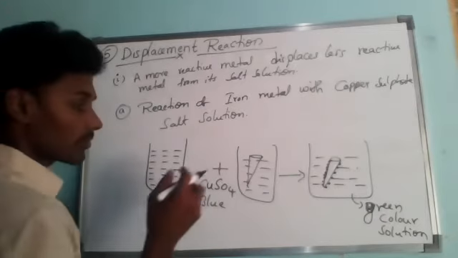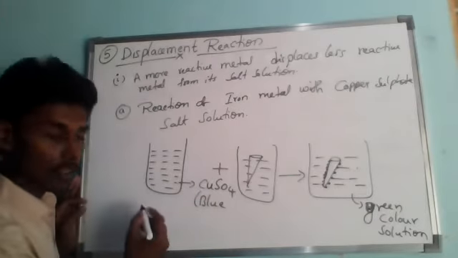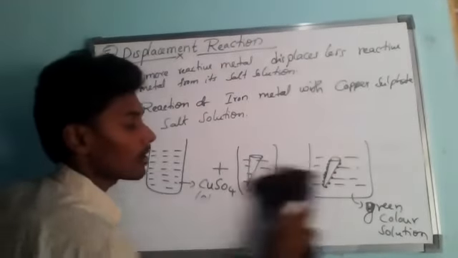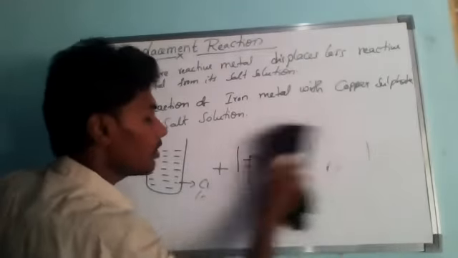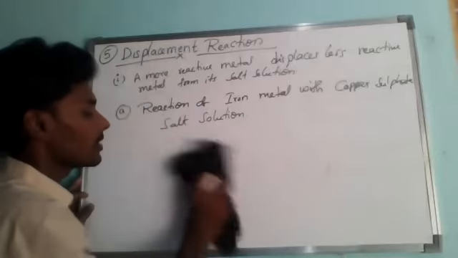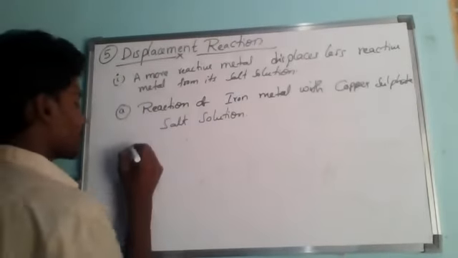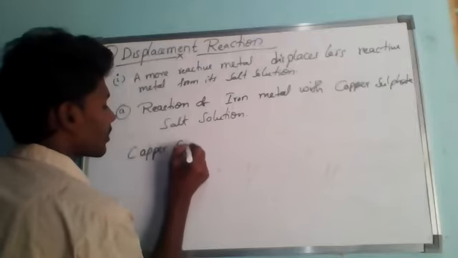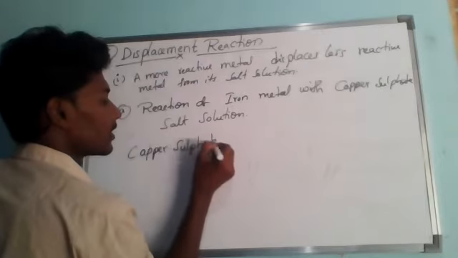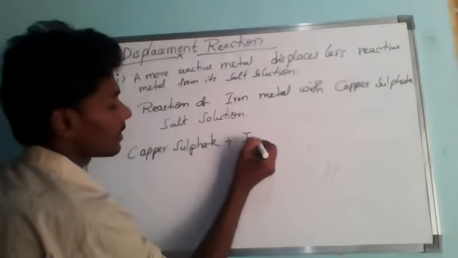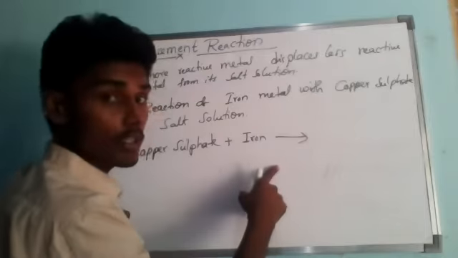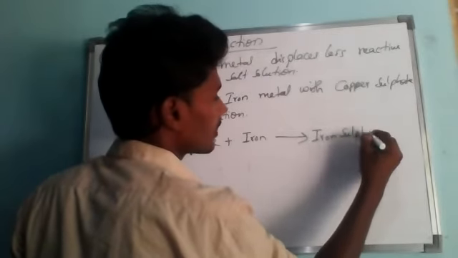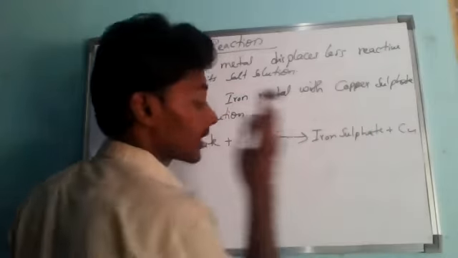So this reaction we can write like this. I will write the word equation first. This is the diagram you have to remember. Now observe how the reaction goes: copper sulfate plus iron gives iron sulfate plus copper, which is separated.